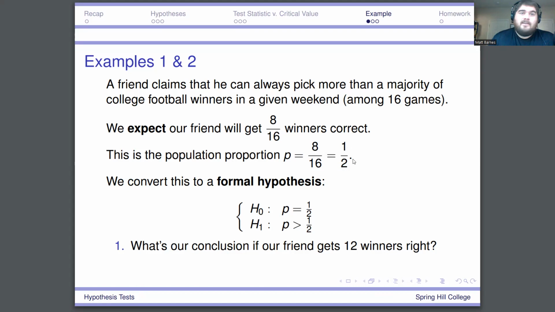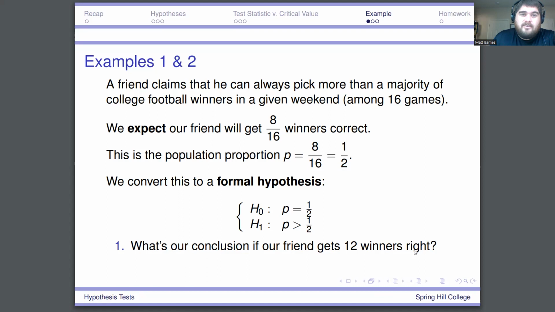Now, of course, I know there are sports fans out there yelling at me right now, punching their computer screens. Obviously, there are other factors at play. Every game's not 50-50, but we're going to simplify it a little bit and assume, at least for this, that it is. It's just a 50-50 coin toss between whether team A wins or team B wins. So converting this to a hypothesis, we would expect our friend to get half of them right, and our friend is claiming that they can get more of them right. So what's our conclusion if our friend gets 12 winners right?